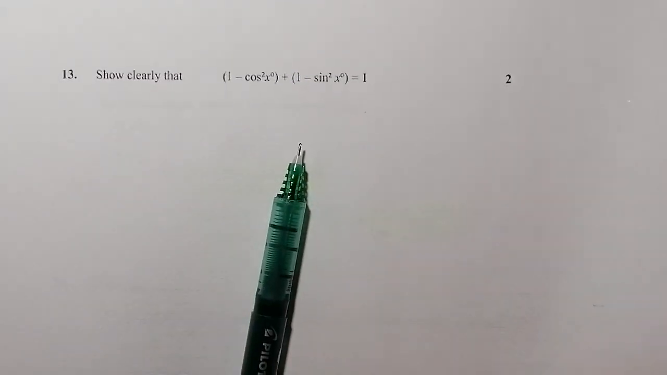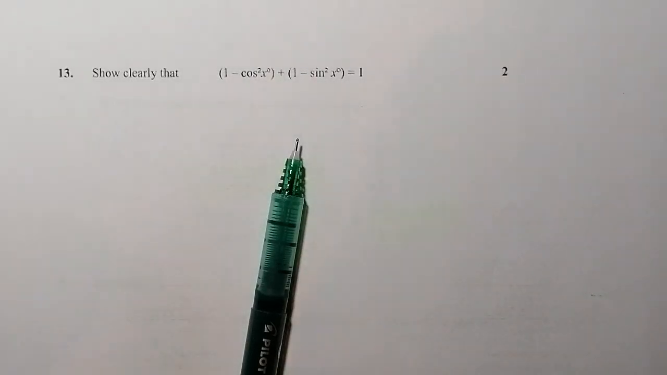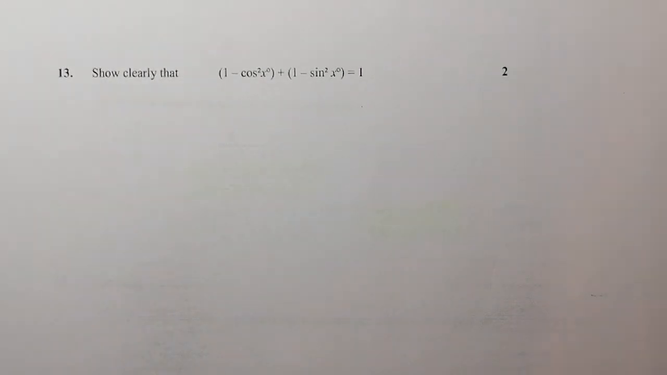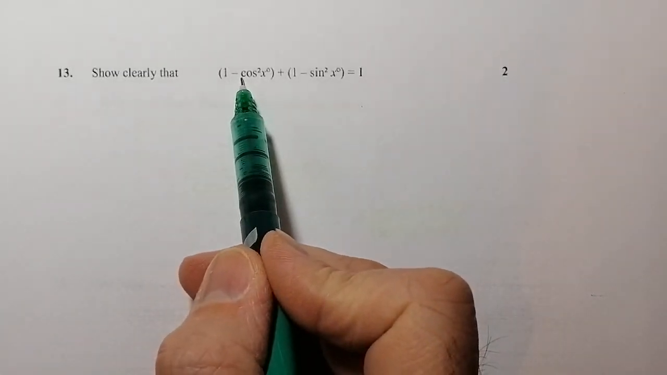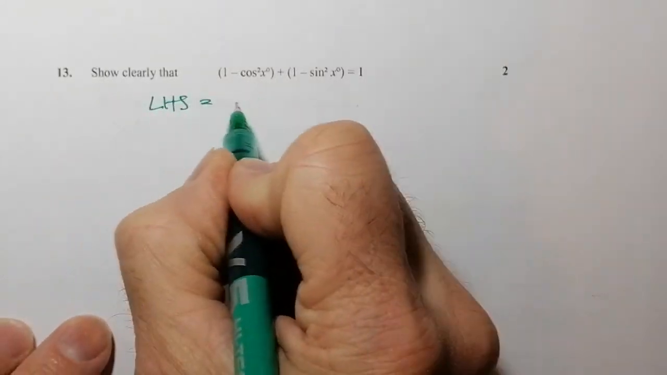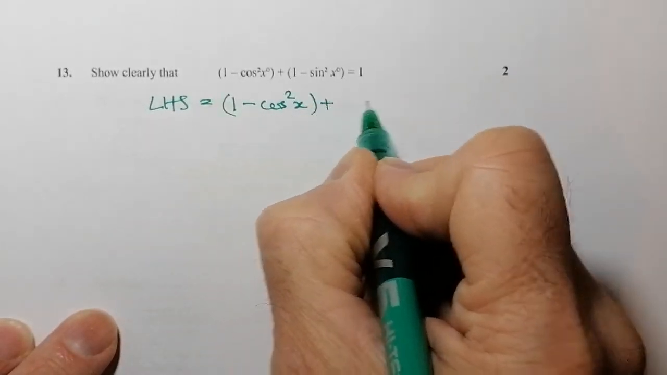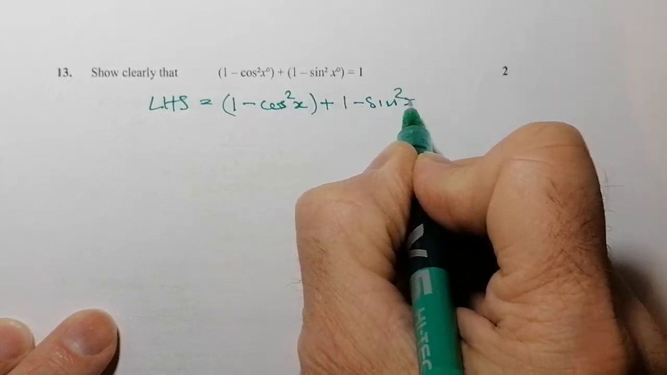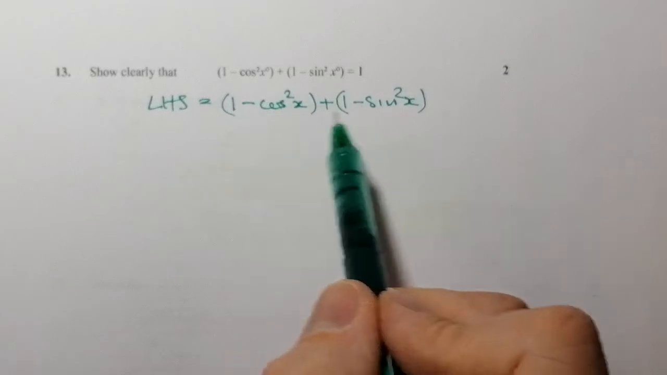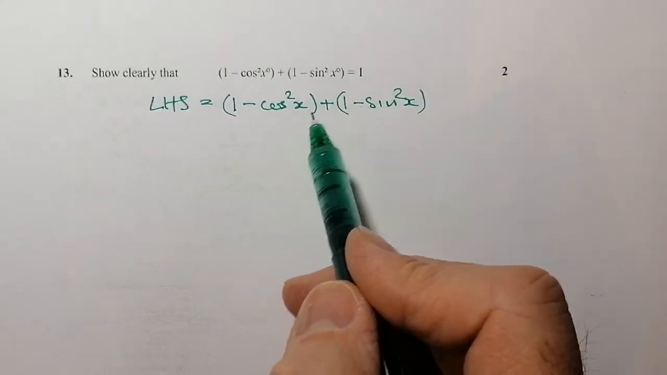Okay, so what we've got here is a trig identities question. With these, I'm always going to work on the left hand side for this one. There are 2 marks involved here. So I'm going to write out what the left hand side is first of all. Remember with this type of question, what I want to do is make that left hand side equal to 1 in some way, and it's easy to see that that's going to work out.